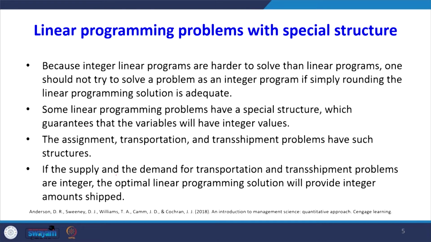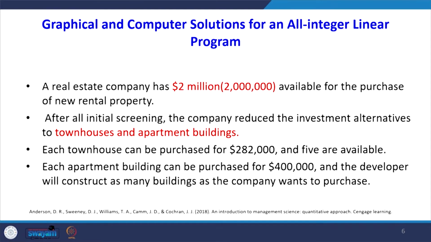If the supply and the demand for a transportation and transshipment problem are integer, then the optimal linear programming solution will provide integer amounts shipped. So, that time you need not introduce the integer constraint, because when you bring in the integer constraint there is more difficulty in solving.